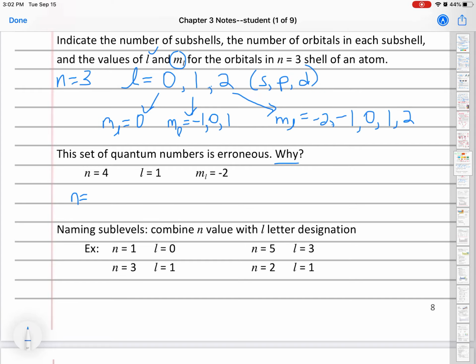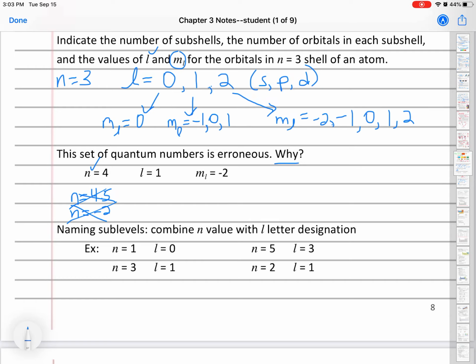What it can't be is n equals 4.5. That would be wrong. And you can't have it be negative either. You can't have n equals -2. Those would be incorrect n values, but any positive integer is fine for n. So this one checks out.